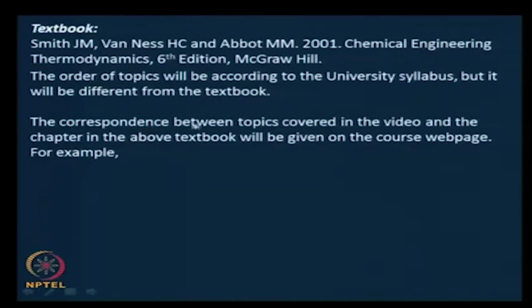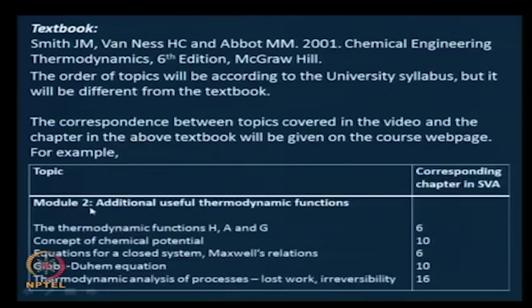The correspondence between the topics covered in the video and the chapter or chapters in the textbook will be available on the course web page, and I had given you an example also for module 2, that the thermodynamic functions H, A and G would be from chapter 6. We are directly jumping to 6 here. Concept of a chemical potential is chapter 10, equations for closed systems and Maxwell's relations are again from chapter 6, Gibbs-Duhem equation from chapter 10, and thermodynamic analysis of processes including lost work and irreversibility was from chapter 16.